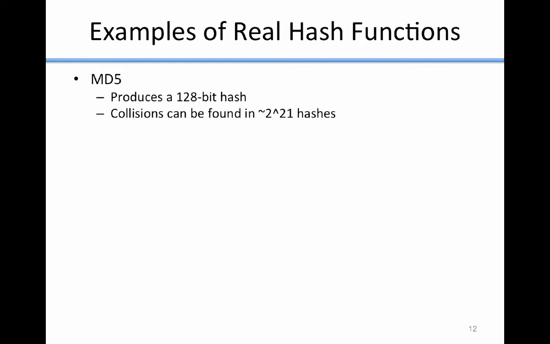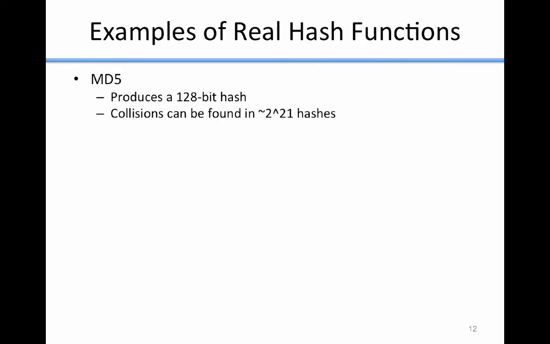MD5 is kind of the classic hash function. It was widely used for a number of years. It produces a 128-bit hash, but smart cryptographers have analyzed it, and they found that they can break collision resistance in about 2 to the 21 hashes. 2 to the 21 is not that big of a number when compared to something like 2 to the 128. So because of that, we really don't use MD5 for security reasons anymore, but it's still used widely for other things. And we'll look at some examples where it could be used later on.